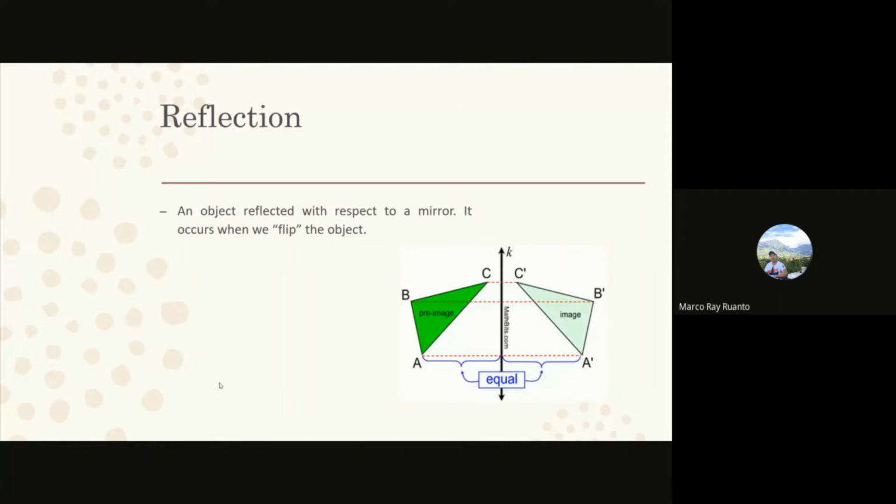Reflection, it's simply that we flip. If you have a book, and this image here, when you flip this page to the other side, the resulting image is the reflection. It is just like looking at yourself in the mirror. So that is reflection.